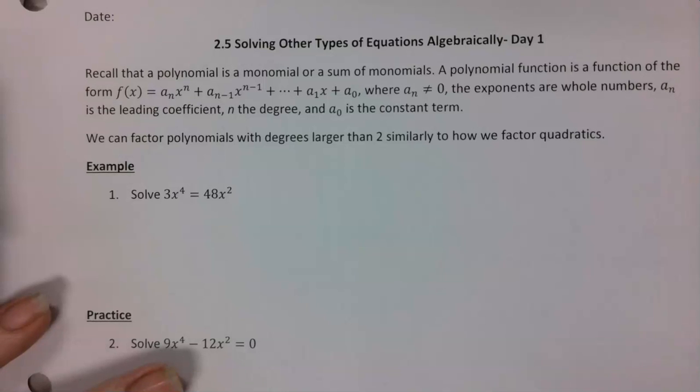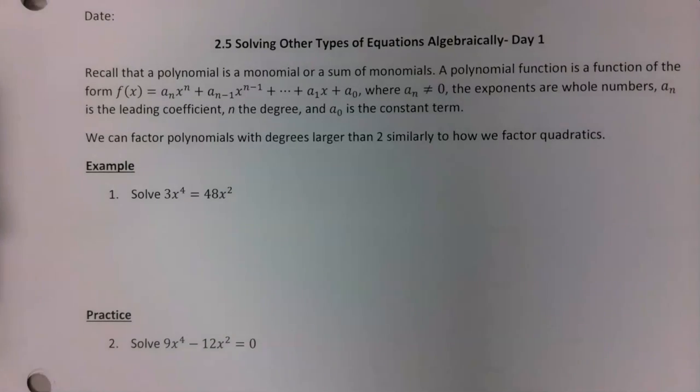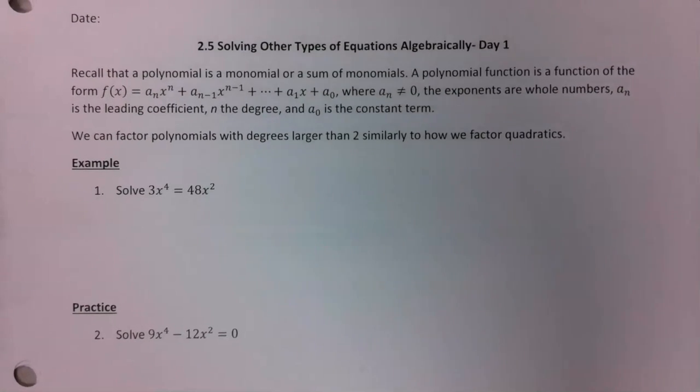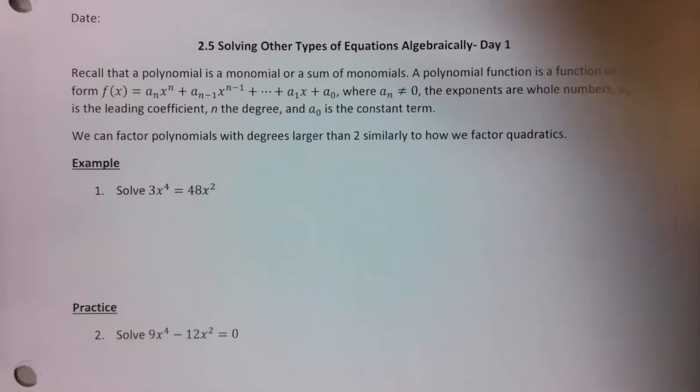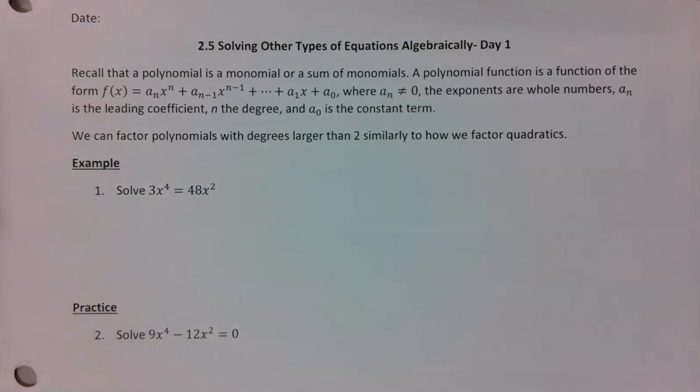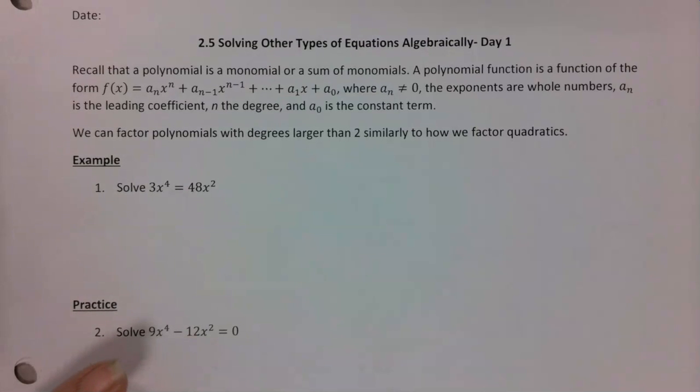Okay, so today we are solving other kinds of polynomial equations algebraically. Remember, polynomials have any degree, and they're usually written from highest exponent to lowest. Typically, when we're factoring polynomials with degrees larger than 2, it's similar to how we normally factor quadratics. So number 1 wants me to solve 3x to the 4th equals 48x squared.